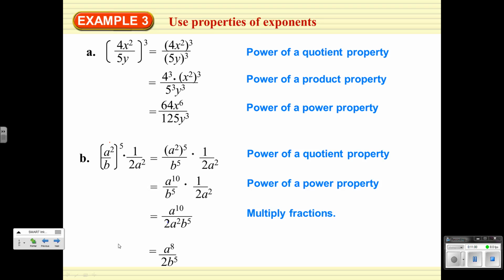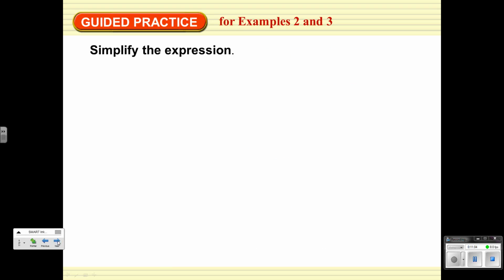If you have questions on this problem, please bring them to class. All right, some more guided practice for you. Again, just pause the video after you see the problem, solve it, and then check. If you have questions about any of them, bring it to class.